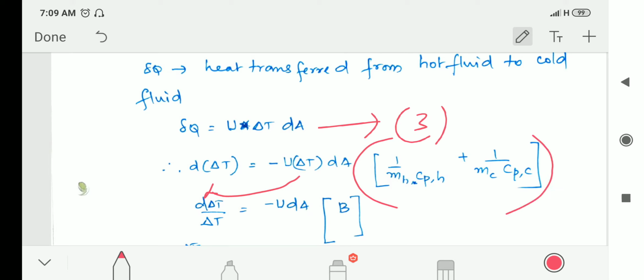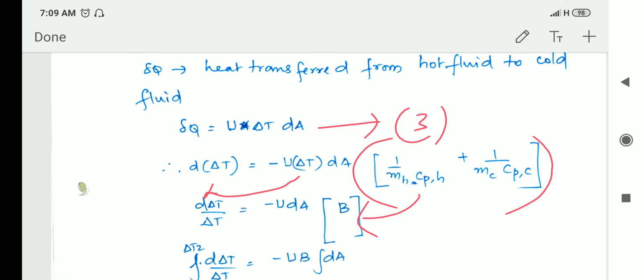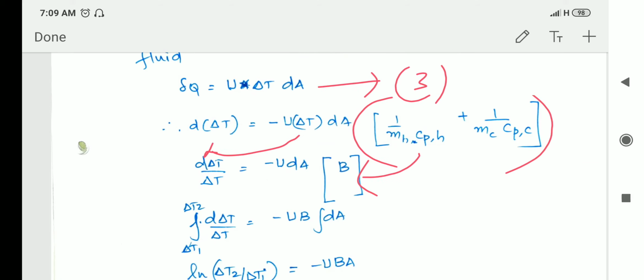In order to avoid writing that often, I'll term it as capital B. It's not required actually, just writing it as capital B. Okay, so we have here d delta T by delta T. So if we need to find out delta T or the final delta T, this is the differential delta T. To find the final delta T, what can we do? We can integrate it out, right?